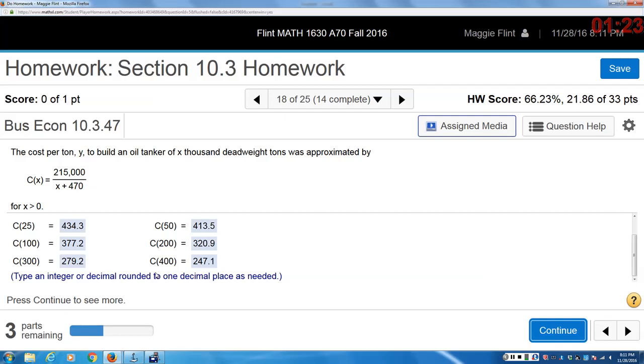So your calculator can be very handy. It's just a matter of learning how to use it to your best benefit. It's just a tool like anything else.